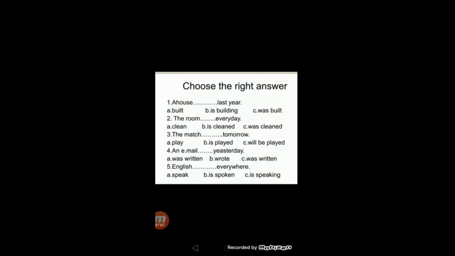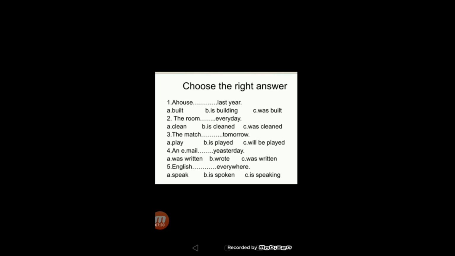Now let's do this exercise. Choose the right answer. Number 1, a house built last year. A, built. B, is building. C, was built. This sentence is in the past simple tense. It is in the passive. So the right answer is number C, was built.